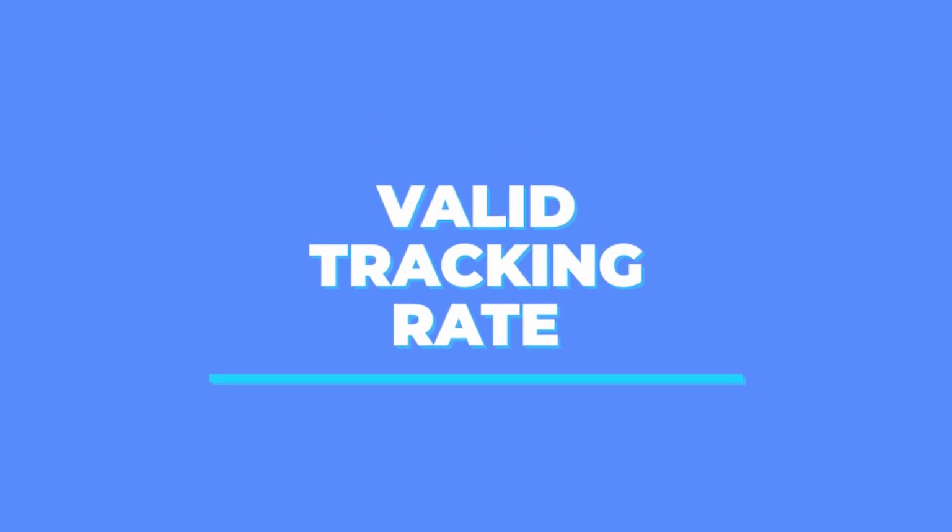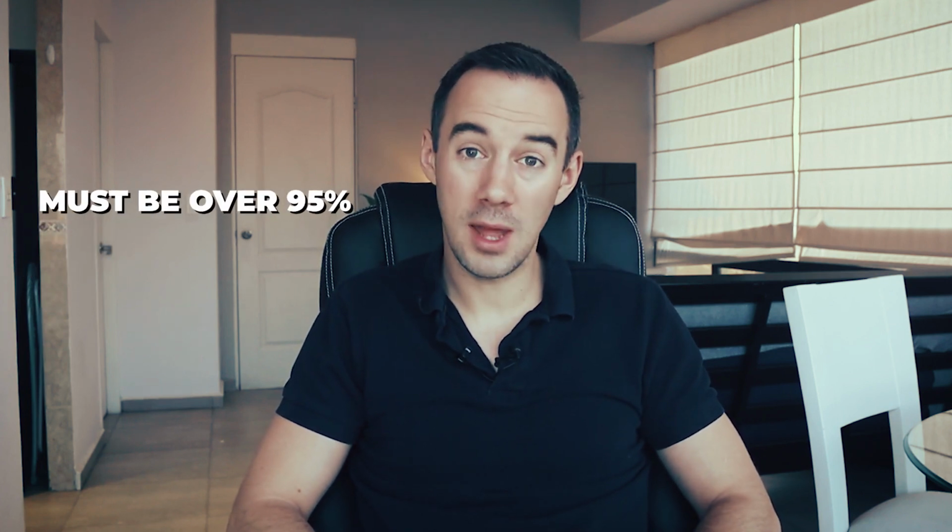Now, the fifth thing you want to think about as an FBM seller is valid tracking rate. This is about ensuring that you are including a valid tracking number on all your shipments. Amazon monitors this over a 30-day rolling period. Quite simply, you need to ensure that over 95% of the tracking numbers in your shipments are correct. So keep it above 95% and you're fine, and anything below that, you've got a problem.